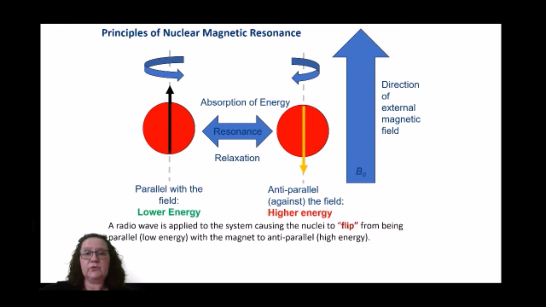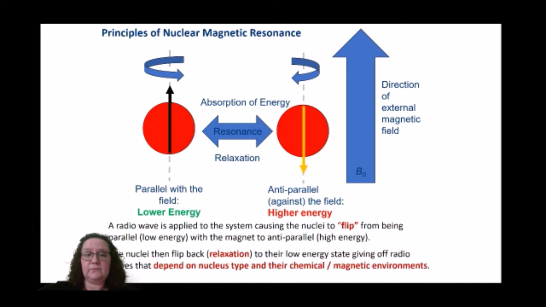So what we do when we are doing NMR spectroscopy is we apply radio waves. We apply a radio wave to the system, and we make the nuclei flip from being in the low energy state, parallel to the magnetic field, to an anti-parallel high energy state. The nuclei will flip back, what we call the relaxation process, to their low energy state, and they will give off radio waves.